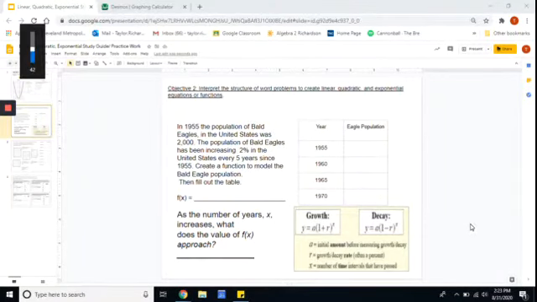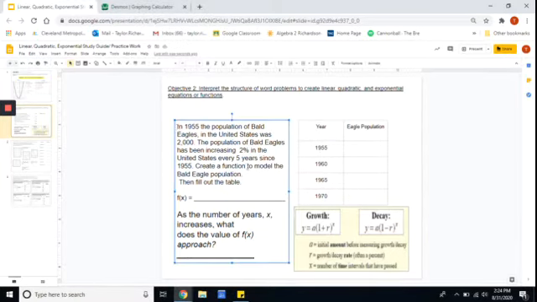Hi everyone, this is objective 2 for your first power focus area that is called linear, quadratic, and exponential functions. This objective is all about you'll be given a word problem and then you have to make an equation, fill out a table, and then last answer this question about what's going to happen in the future. Okay, so let's start with reading this word problem and creating an equation.